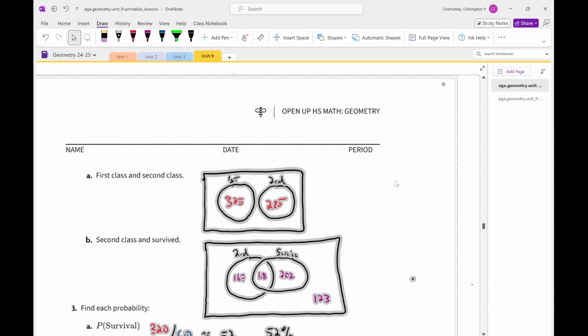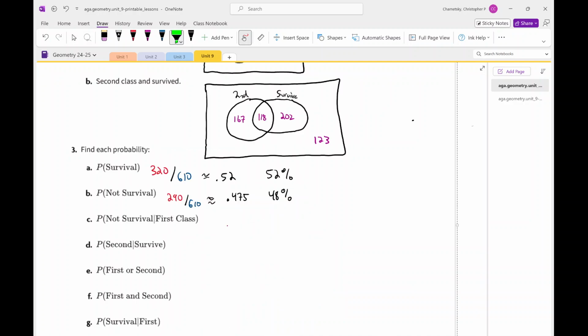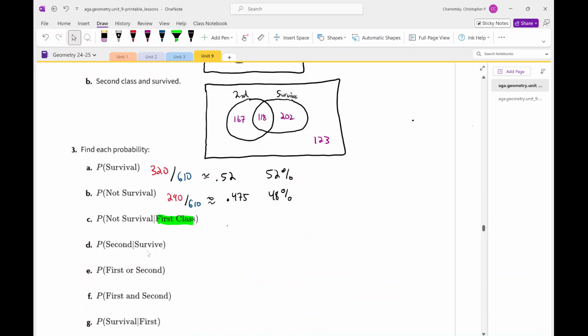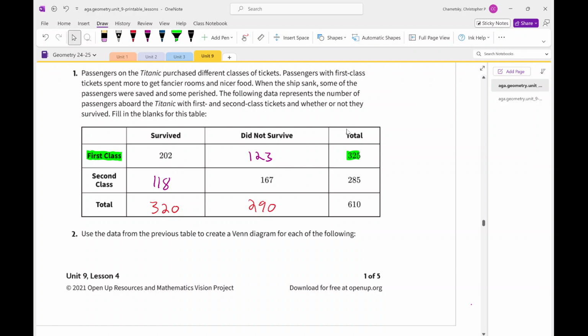The next one is a conditional probability. So given that we are in first class, so if we are limiting, we're looking at just the first class, so we don't care about anybody in second class. How many did not survive? So this is going to be 123 out of this total, 325. So 123 out of 325.